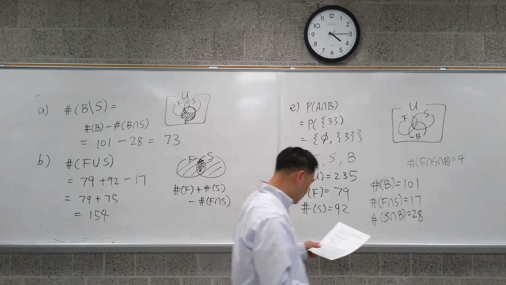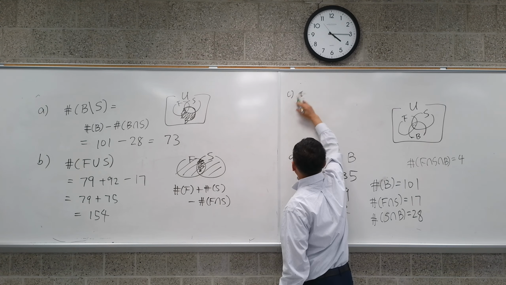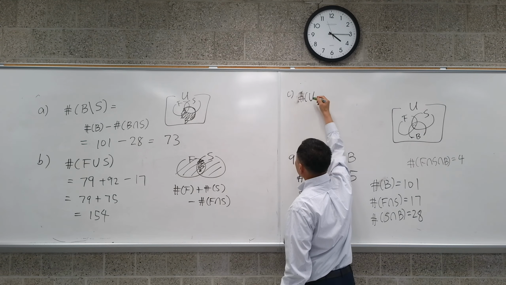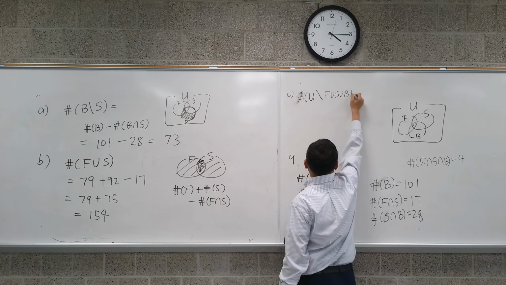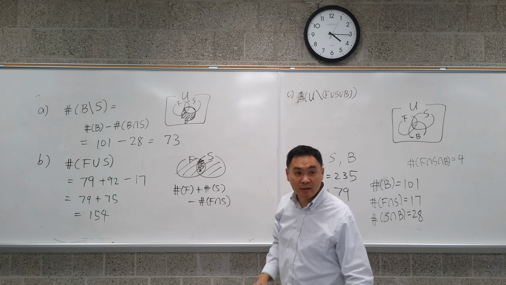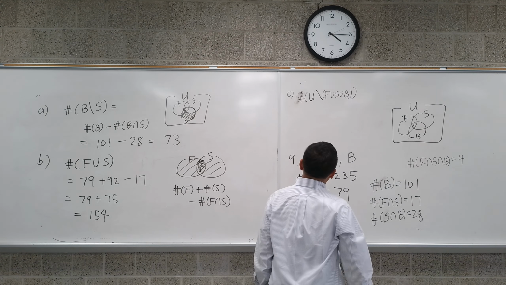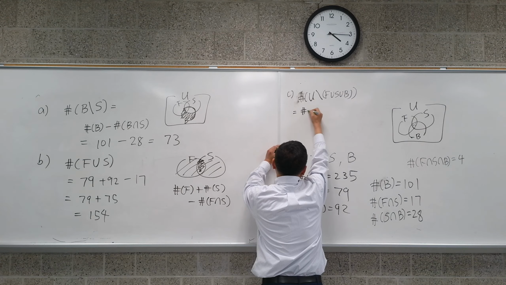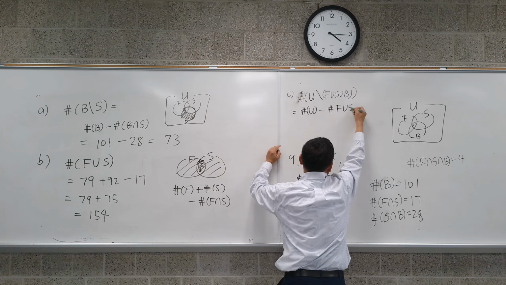Now, find the number of students that are not in any of the football, soccer, or basketball teams. Okay? So what you want to know is C, the number of people that are in the school but not in any of the F union S union B. And that means that you need to get the number of people in everyone minus the number of people in FSB.